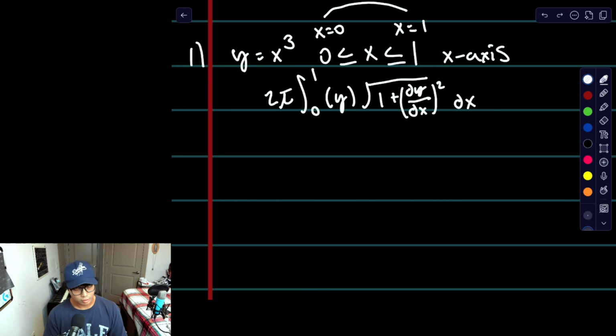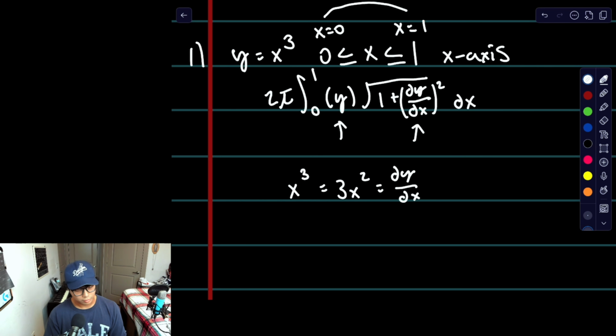So of course we don't have all the information we need to plug in, because we do have our y, but we don't have our dy over dx, which is simply just a derivative of x cubed, which simply becomes 3x squared.